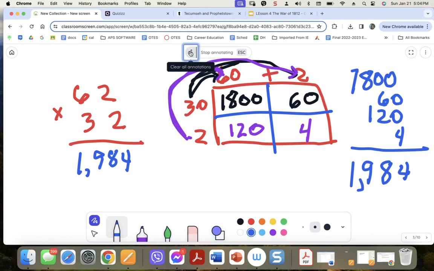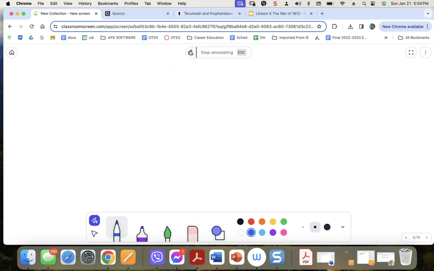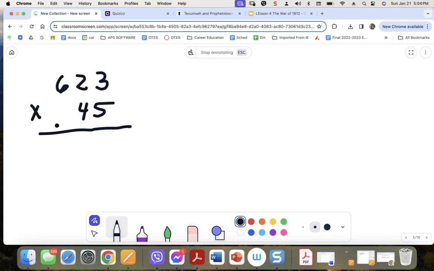What if we are using three digits on the top? One of the factors has 3 digits, and the other one has 2 digits. It's the same application. So let's just say we have 623 times 45. Again, you have to remember how you're going to expand this. How are we going to expand 623? That will be 600.